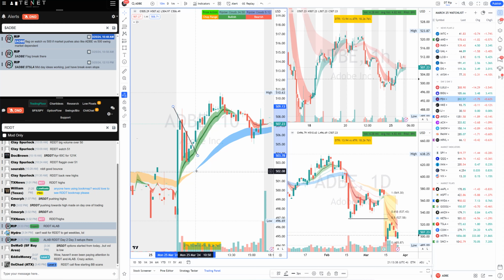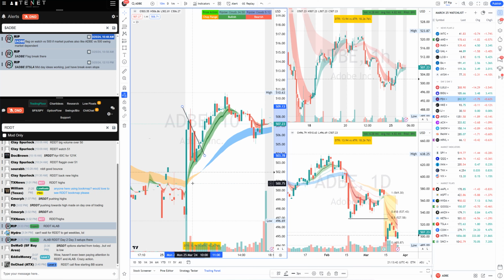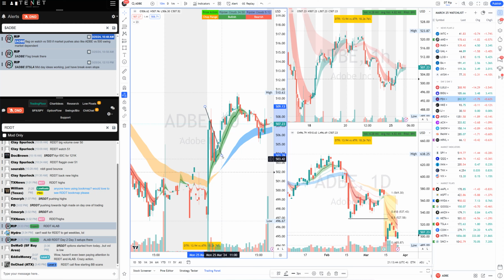Ideally you risk these clouds or the low of the candles, but 500 is the maximum risk. That's a little too much loss. Where were we? The 10:48s. We were right here, right? 504.50s.